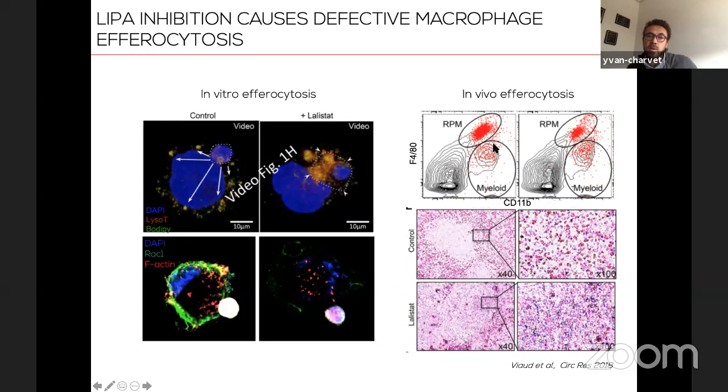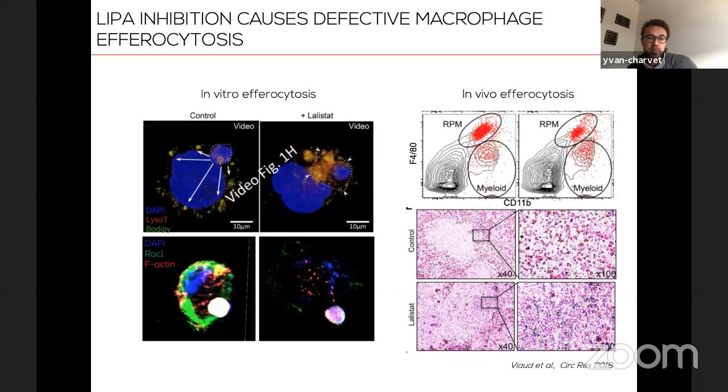So in vivo, when we injected apoptotic cells by an IV injection into the mouse, and we treated the mice with Lalistat again, you can clearly see that there are much fewer of these apoptotic cells here in red, in the red pulp macrophages of the spleen compared to the control. So suggesting that there is also a defect in efferocytosis in vivo. And the consequence of that, if you look at the spleen, is that the spleen starts to become very infiltrated with myeloid cells, which are very foamy and full of lipids.